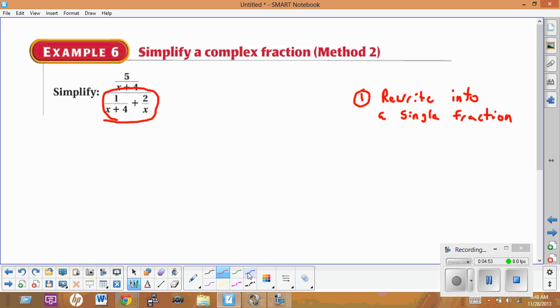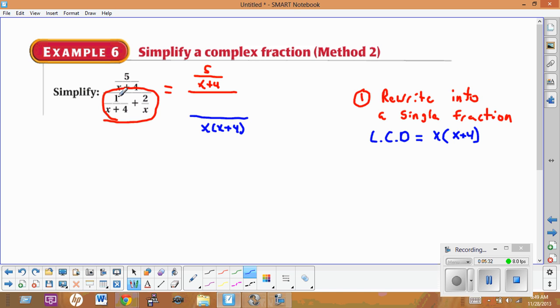So going back to our previous lessons and skills we've already learned, let's find the LCD and add those two up. Now looking at the two denominators, I can see I have an x plus 4 and an x. They have nothing in common, so my LCD is those two simply multiplied together, x times x plus 4. Okay, so let's go ahead and simplify it. So we have 5 over x plus 4, that doesn't change, all over. Now my new denominator will be, like we said earlier, x times x plus 4.